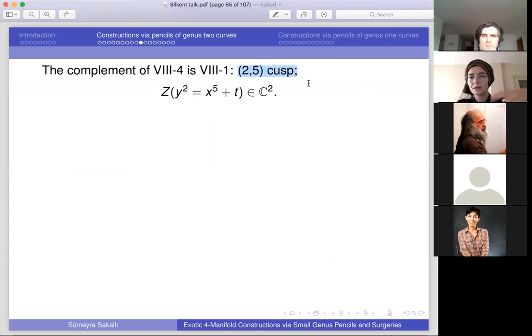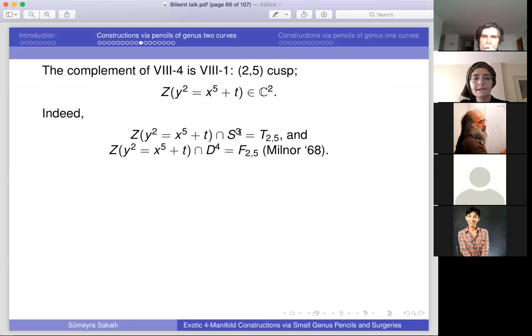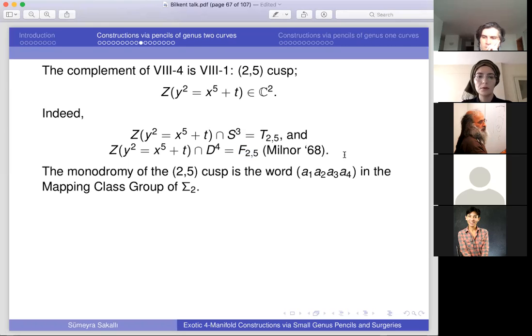Now let me describe this a little bit. What is that cusp? Well, it is the zero set of this polynomial inside C2. And in fact, when you intersect this zero set with the three-dimensional sphere, it gives you the 2,5 torus knot. And if you intersect the zero set with the four-ball, it gives you the Seifert surface of that torus knot. And as I know, it is the result of Milnor. And more topologically, let's say I want to understand this cusp, then we work with the monodromy. And the monodromy is this word in the mapping class group of sigma 2.